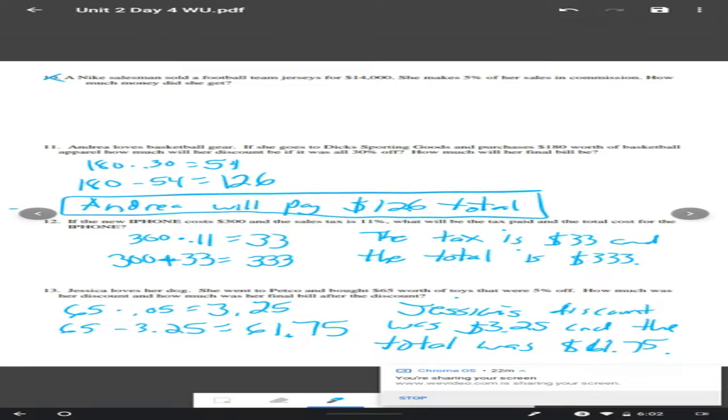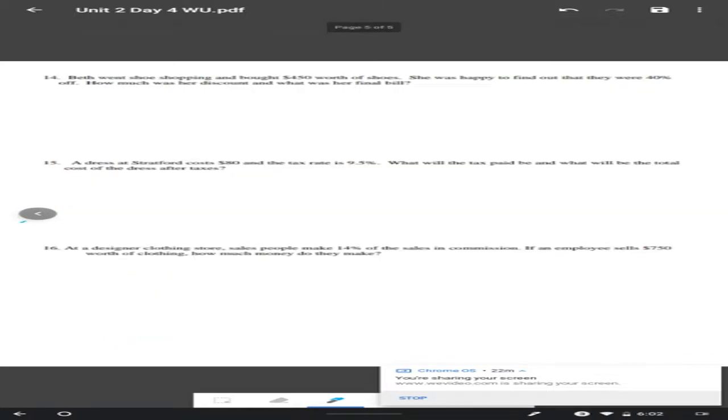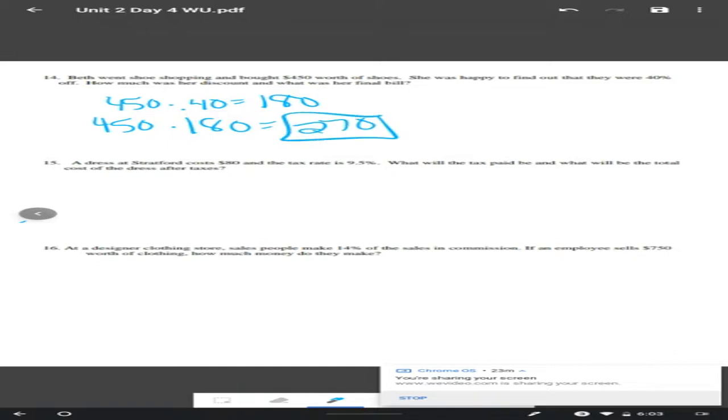So those cover the ones that we either have to add or subtract at the end, the sales or the discount problems. This last one, I would suggest that you pause it here and try to work these out, and I'm going to work these out pretty quickly. All right, 450, 40% off. So 450 times 0.4. 180. Final bill would be 450 minus 180. That's $270. So that would be your answer.